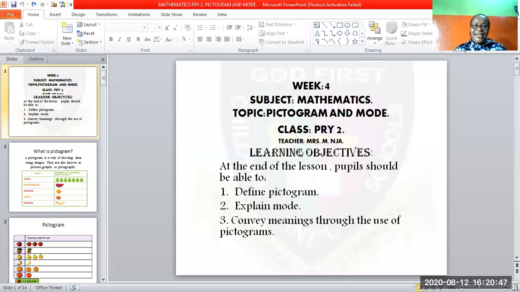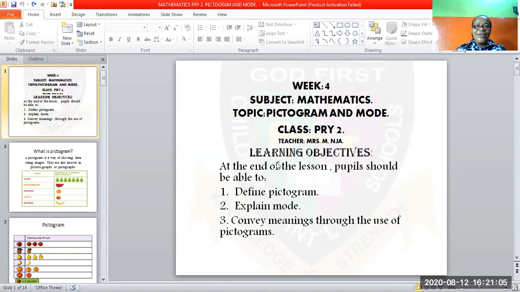Today we shall be learning something new, as usual. Today we shall be learning pictograms in mathematics. Okay? Beautiful. Pictograms and mode. Subject: mathematics. Topic: pictogram and mode. Are we together?